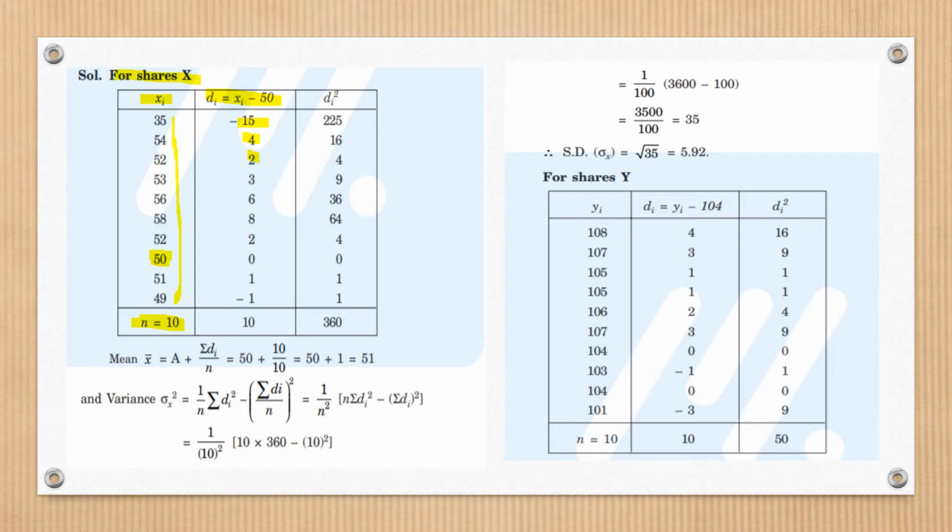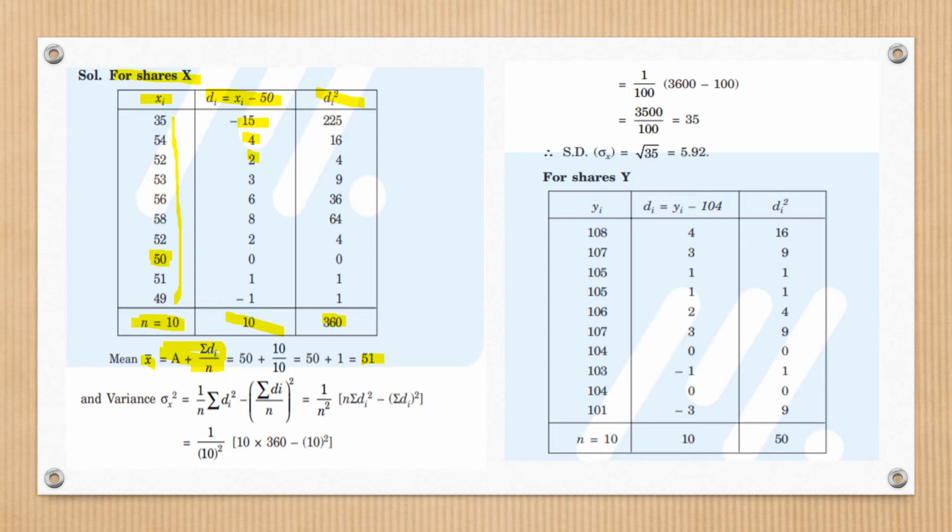So the sum is total 10. Di square is the square of these terms, which gives a sum of 360. Then we'll calculate x bar by the formula a plus summation di upon n. So it is 50 plus 10 by 10, that is 51.